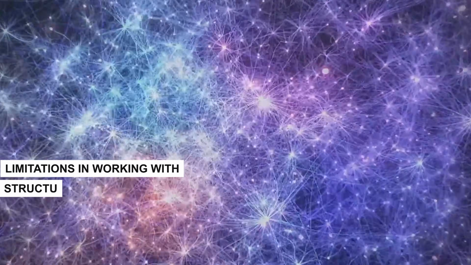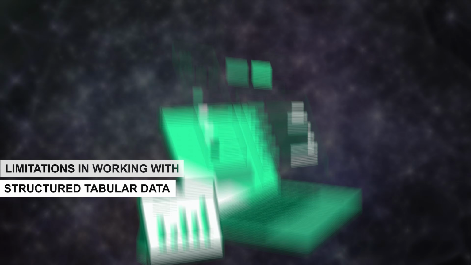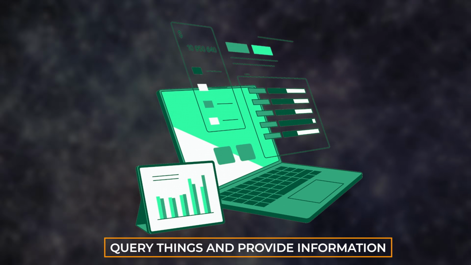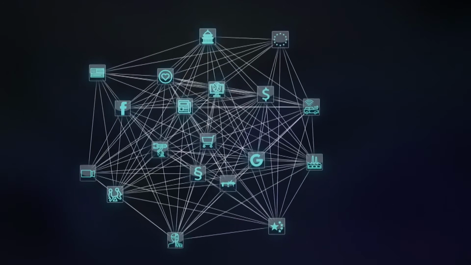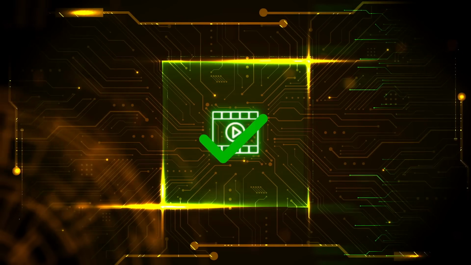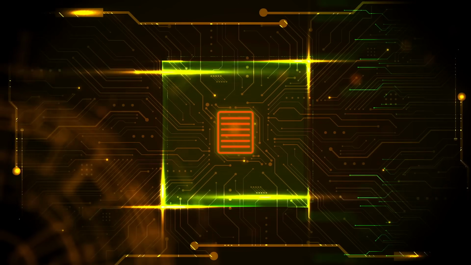And finally, generative AI does not work that well with structured tabular data. For example, if you give it a table and tell it to query things and then give you information about it, it's actually not that good at doing that, but it is very good with unstructured data, like unstructured text, images, audios, and videos. If you tell it to tell you information about these things, it's very good at doing that.